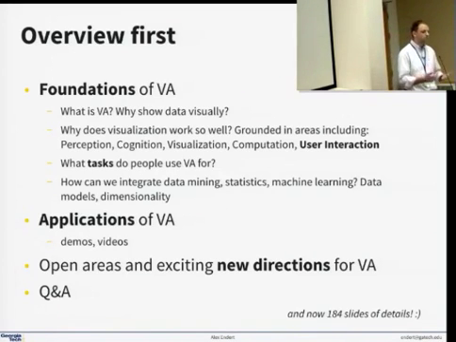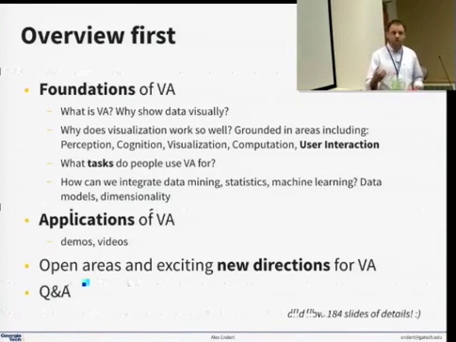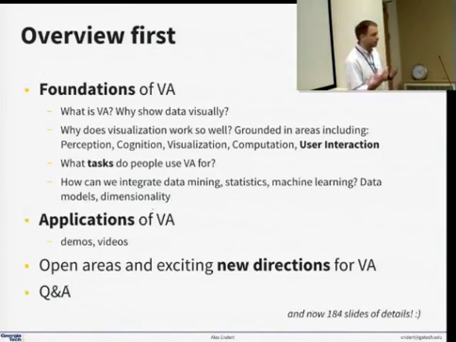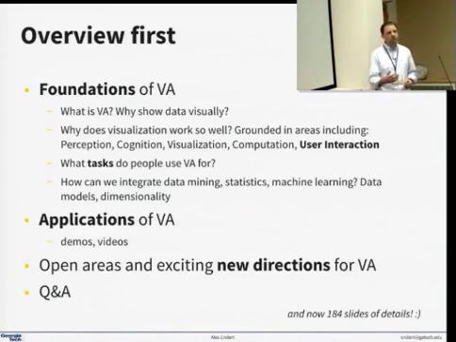We're going to talk about why it works so well, grounded in some basic things like perception, cognition, things like that. Talk about the computation a little bit, right? In visual analytics, we often integrate some sort of modeling or analytics, and talk about user interaction. And I have that in bold because, for one, it's an area that I particularly enjoy looking at, but I also think it's really the key to couple the cognitive processes of people with the computational processes of analytics.